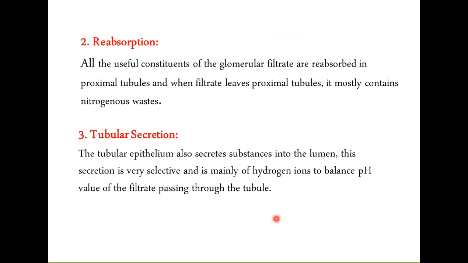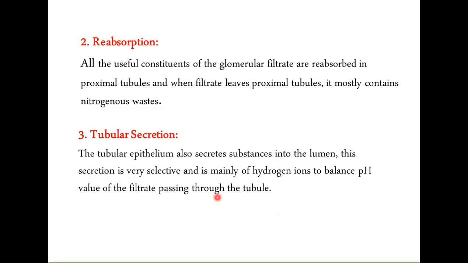Then reabsorption. When the filtrate moves along the renal tubule, the useful substances in the glomerulus filtrate are reabsorbed into the surrounding blood capillaries. Most of this reabsorption will take place in the proximal tubule, and when the filtrate leaves the proximal tubule, it mostly contains nitrogenous waste. At that time, the filtrate is called urine.